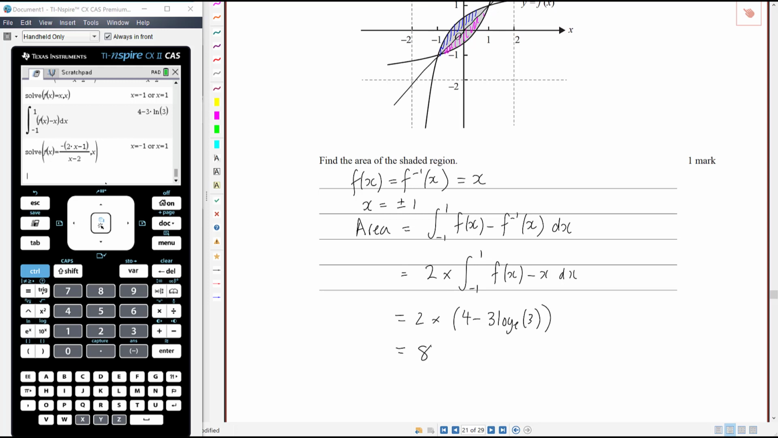And so it is going to be 8 minus 6 log e of 3 square units. So it's really just 1 mark, because you're really just meant to recognise, oh, all I need to do here is double my answer from the previous question.